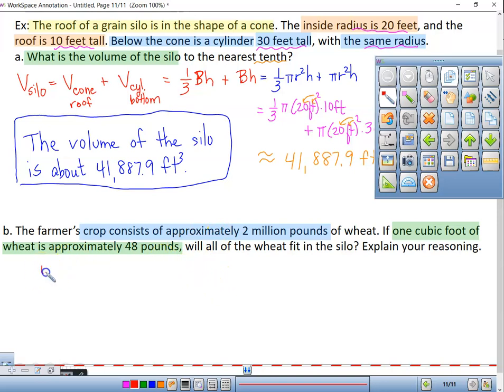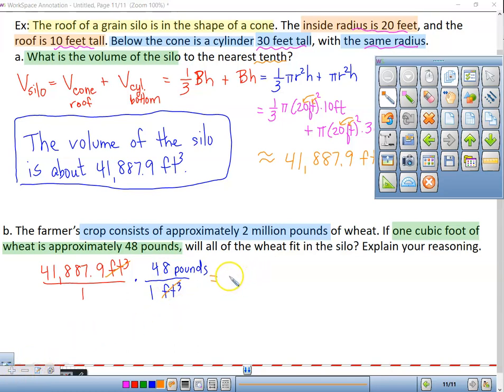All right, so we take our volume of 41,887.9 cubic feet, which has a denominator of 1. And our conversion ratio, we have to realize this is a conversion ratio: 1 cubic foot equals about 48 pounds. So we put our 1 cubic foot here, so our cubic feet will cancel, and our 48 pounds would go here. And then our answer is going to be converted into pounds, and we can do a comparison. So our cubic feet go. We need to take our volume times our 48 and figure out what that is equal to.